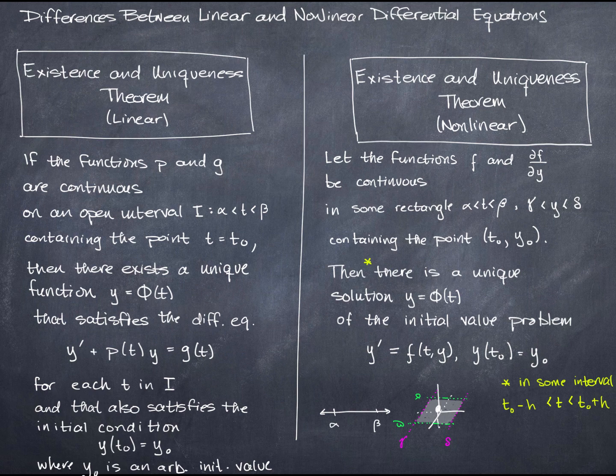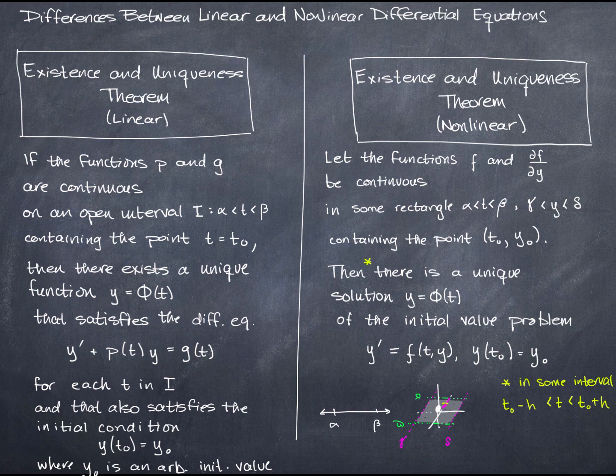So let me plot a t naught in here. I'm just going to put it there. Let's call that my t naught. Then this solution, this unique solution, has to be in the interval t naught minus a little bit and t naught plus a little bit, or plus a lot.